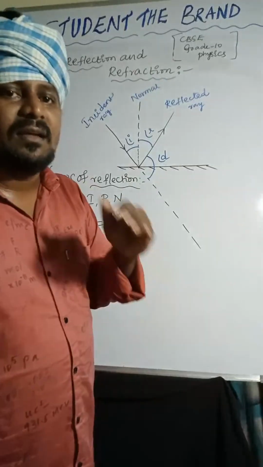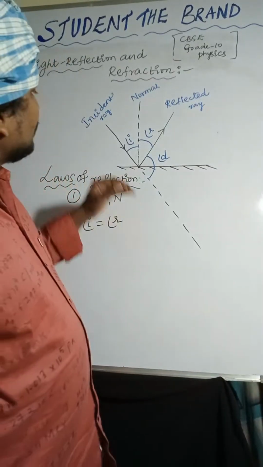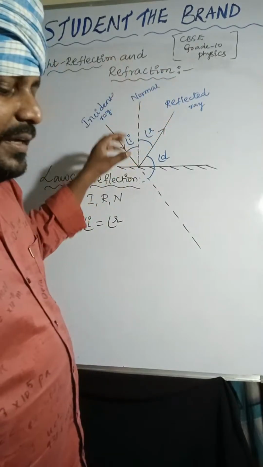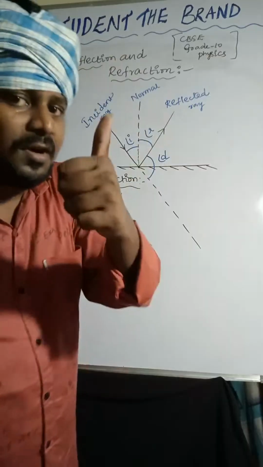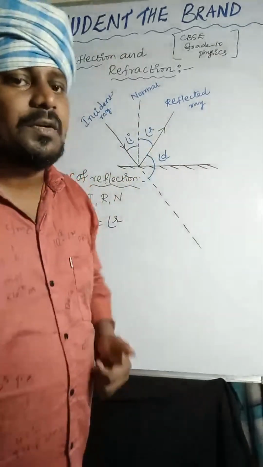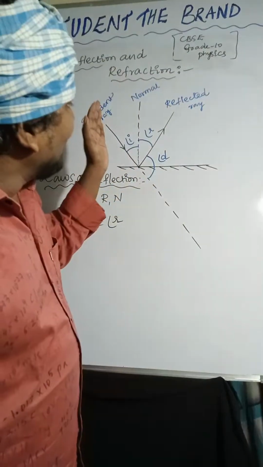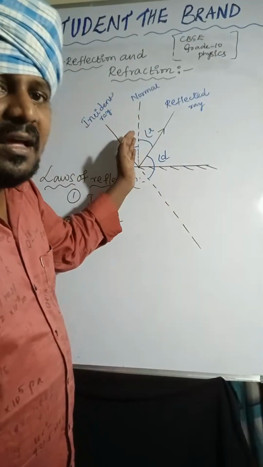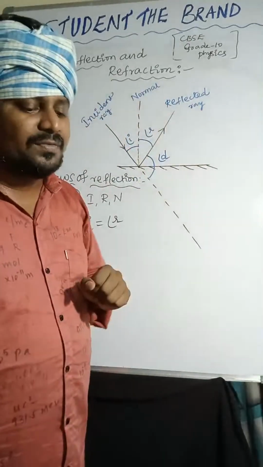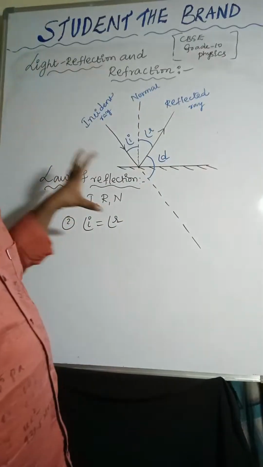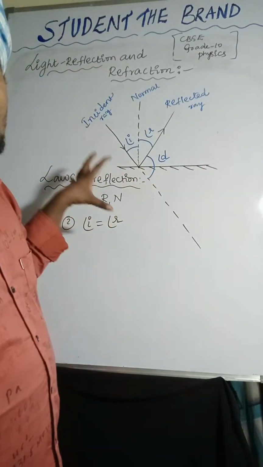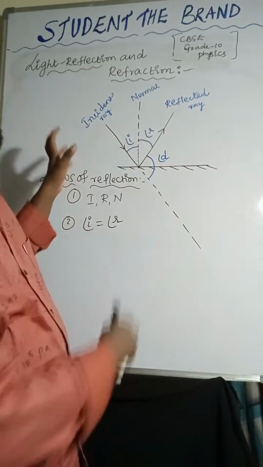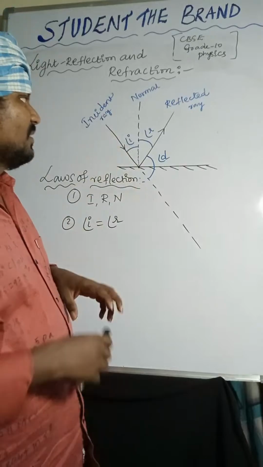Once again, listen carefully. The incident ray, reflected ray, and normal line lie in the same plane. That is point number 1. Point number 2: angle of incidence is equal to angle of reflection. So, these two points are the laws of reflection.